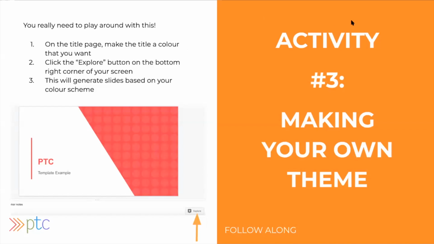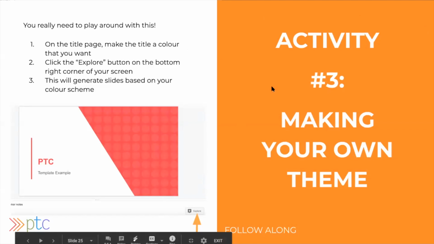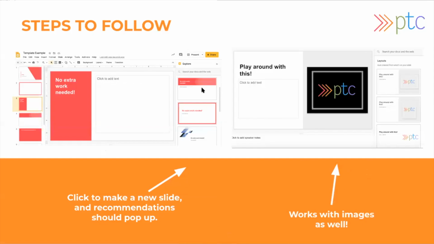First, on the title page, please make the title a color that you want. Then click the Explore button on the bottom right corner of your screen. Last, it will generate slides based on your color scheme. So now is a time you guys can try your own. You can either use this time to import a template from the websites from the previous slide or create your own template.